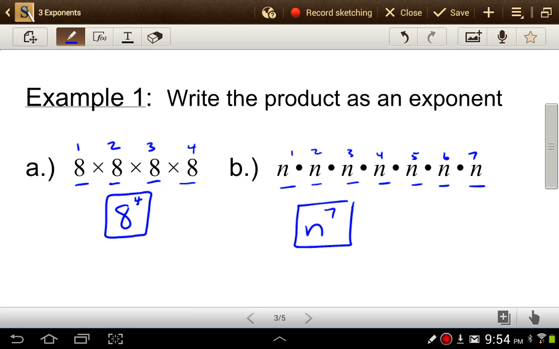And that's how you do that. Okay, if you need to pause, go ahead. Otherwise, I'll be moving on to example 2.